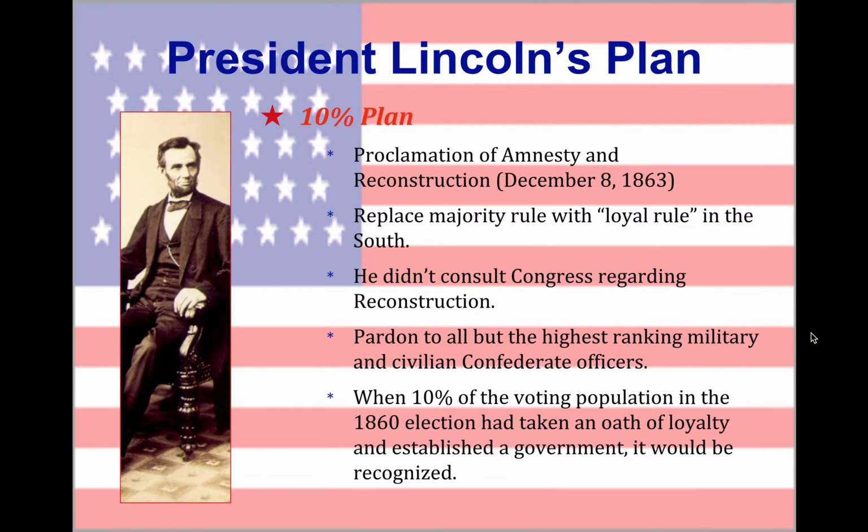And lastly, the reason behind the name, the 10% plan, was that it required 10% of the voting population as of the 1860 census to swear an oath of loyalty to the Union. And then they would establish a constitutional convention and set up a government, and then that state would be recognized by the Union. And it's important for us to just take a pause and realize that that 10% is only the voting population. That is not the entire population. So that excludes more than half of the population as of 1860.